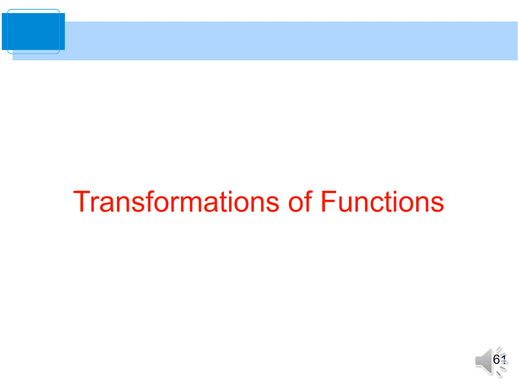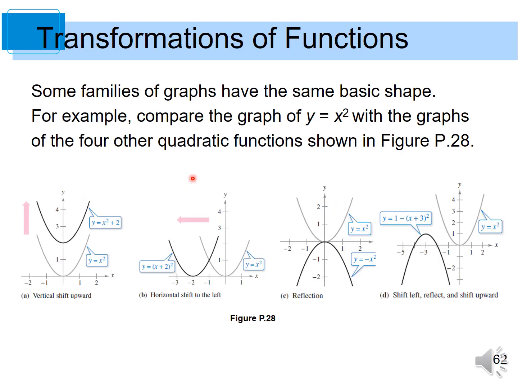The last objective. Here I give one function, y equal to x squared, the original function, and you should compare this given function with other equations and analyze their operations. Look at the first graph here. The brighter color here is the given function, the original function y equal to x squared, and another function y equal to x squared plus 2.